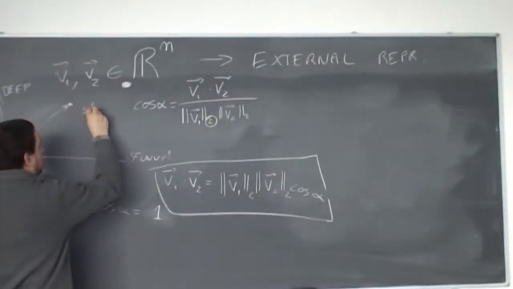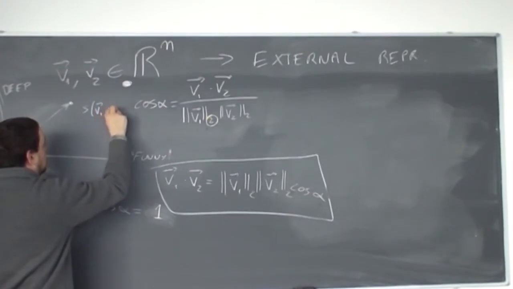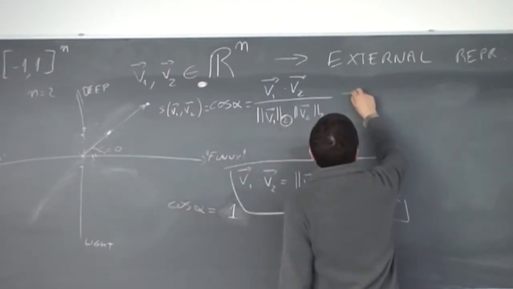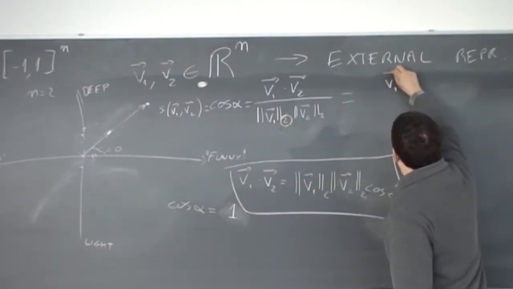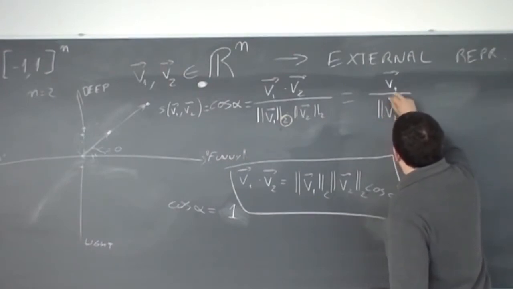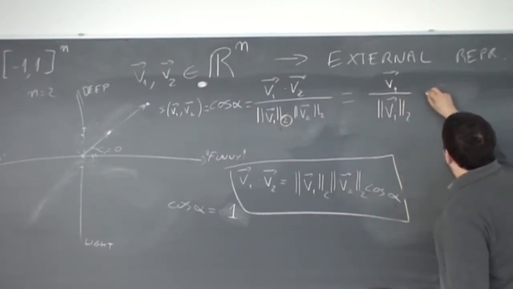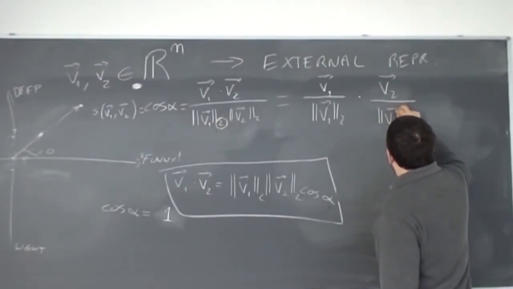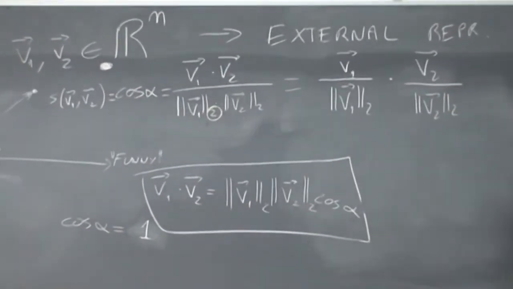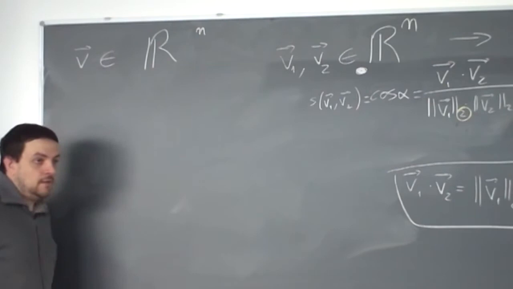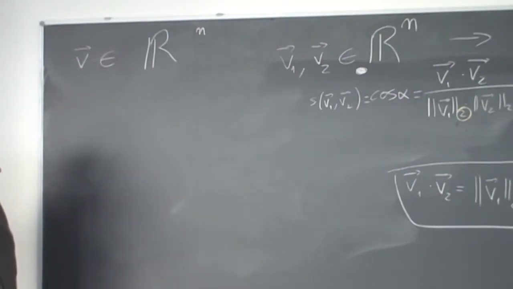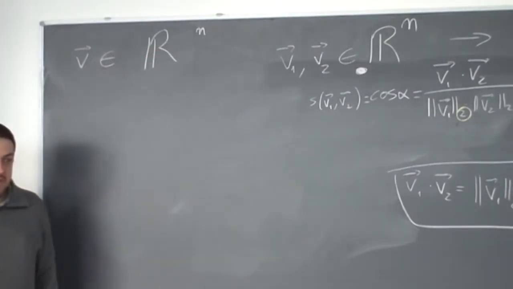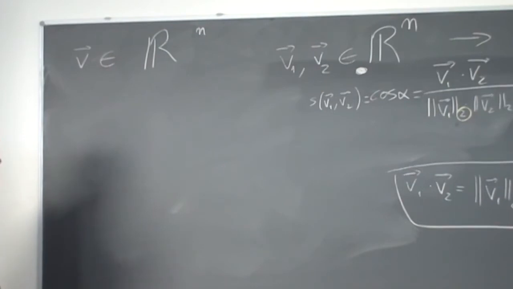This is a measure of similarity between two vectors v1 and v2. We can split this in this way. We can take v1 divided by its own two norm, dot product vector v2 divided by its two norm. So in general, our objects are vectors in Rn with arbitrary values for each coordinate.